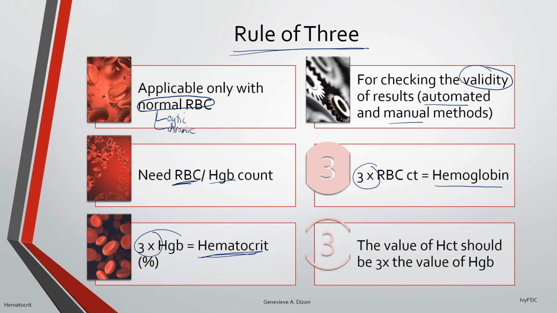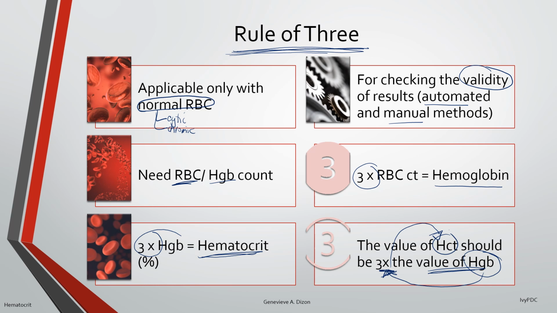So why is this rule of 3 applicable? Because by principle, the hematocrit should be 3 times the value of hemoglobin. So if we multiply hemoglobin by 3, we can have a good estimate of the hematocrit value. Again, the rule of 3 is only for normal blood specimens, so that means it only applies to normocytic and normochromic red blood cells.